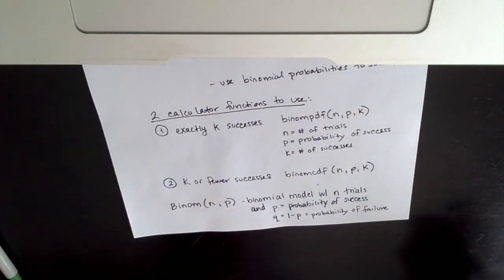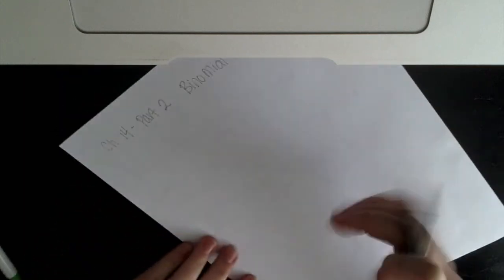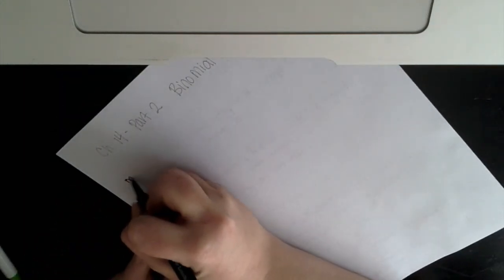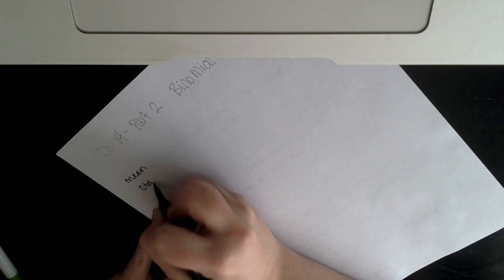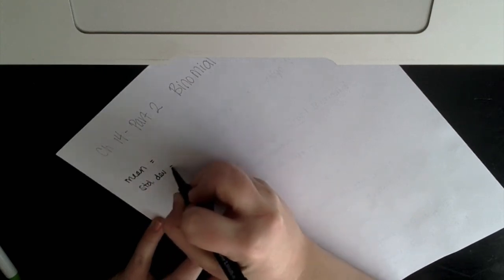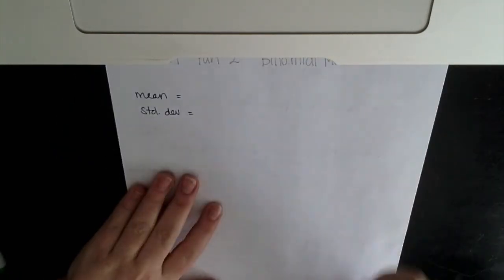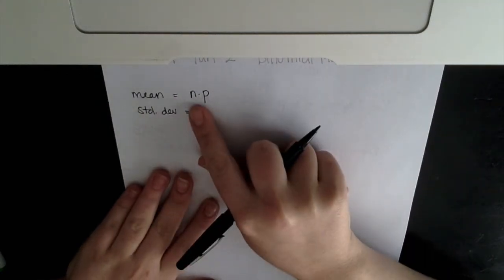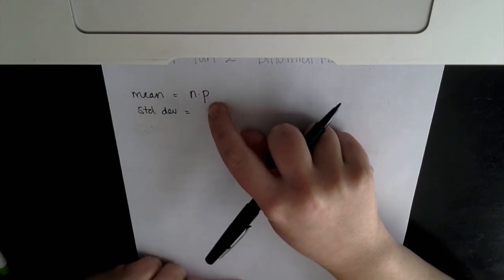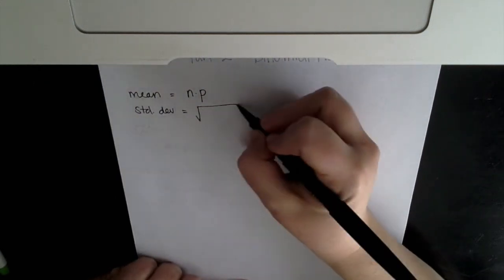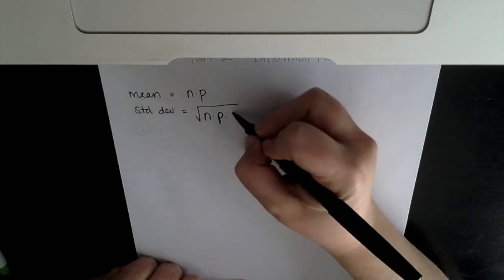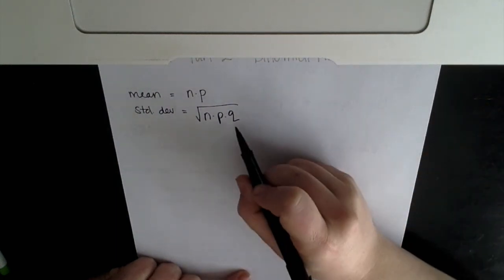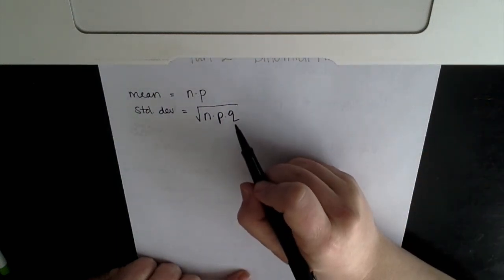Okay, and there's only 2 other things I want to add to the notes. So I'm going to flip this over. I'm just going to add 2 more notes on the back of this sheet. That is the mean and standard deviation for the binomial model. The mean is equal to n times p. So whatever the number of trials are times the probability of success. But the standard deviation is equal to the square root of n times p times q. So we do have to calculate the probability of failure in order to find the standard deviation in any example that we're working on.